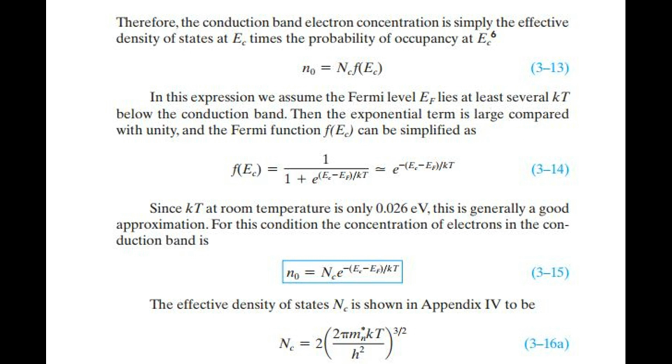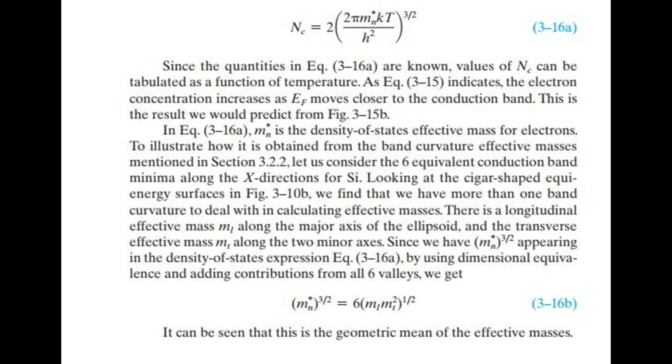The effective density of states is shown in Appendix 4 to be as in Eq. 3-16a. Since the quantities in Eq. 3-16a are known, values of density of states can be tabulated as a function of temperature. As Eq. 3-15 indicates, the electron concentration increases as EF moves closer to the conduction band. This is the result we would predict from Fig. 3-15b. In Eq. 3-16a, m*n is the density of states effective mass for electrons.